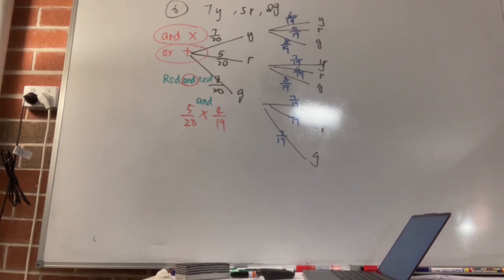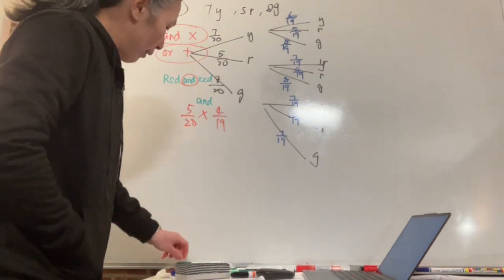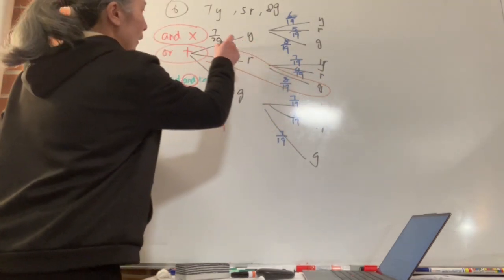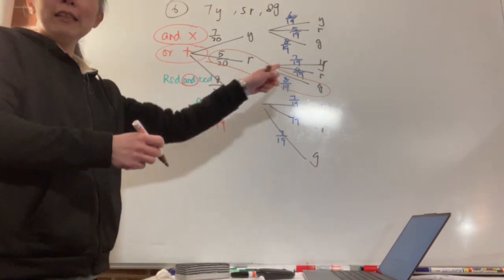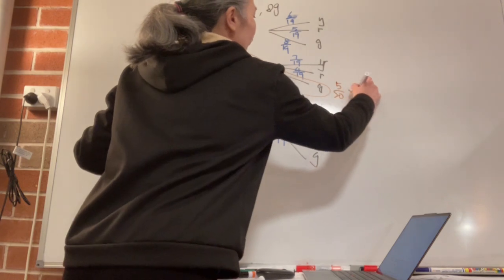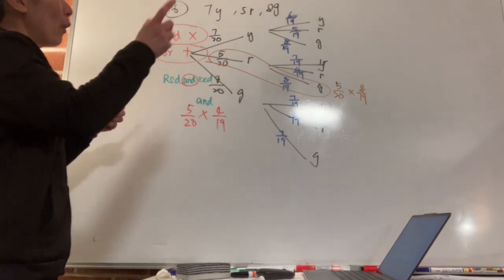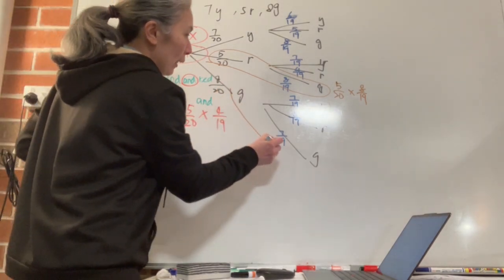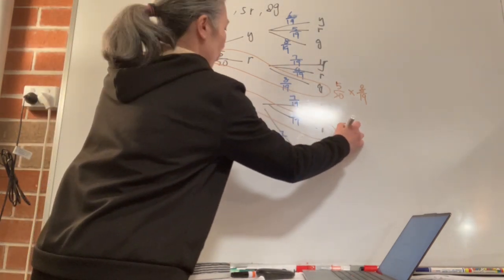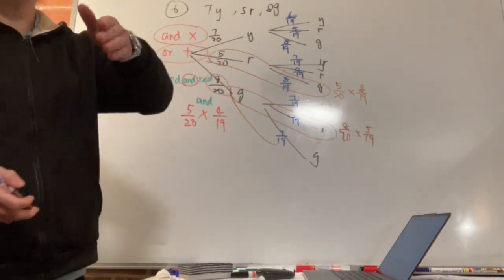Okay, the second question is say you want a red and a green. So where is the red and green? Red and green means I can have this. What am I going to do with these 2 numbers again? Red and green, I need to times. Good. So you are going to have 5 on 20 times 8 on 19. Does it matter whether I have green red or red green? No. So I need to have another one, which is green and red, which is this one in here. So it's going to be 8 on 20 times 5 on 19.